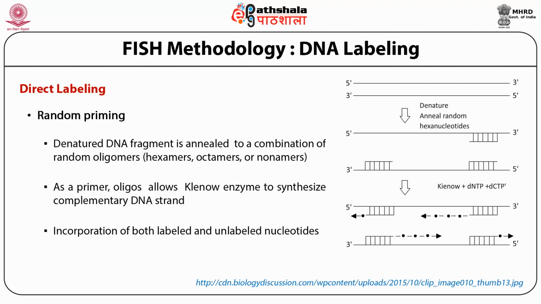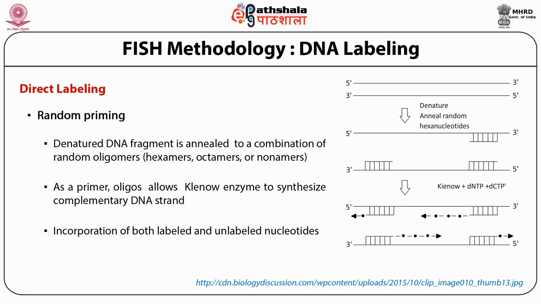Random priming, the other direct method of DNA probe formation, as the name suggests, requires random primers, which are actually nothing but a combination of hexamers, octamers, and nonamers. So what happens in this case: we have a DNA template from which we want to create a probe. This double-stranded DNA is denatured and then mixed with oligos, which are hexamers, octamers, nonamers, and because these are randomers, they act as primers and bind non-specifically to the template. Once we provide the enzyme and dNTPs labeled with fluorophore, the DNA is synthesized because these oligos work as primers.